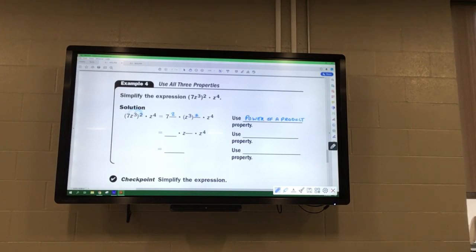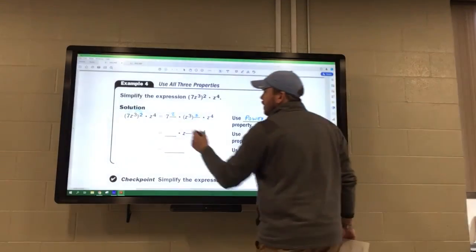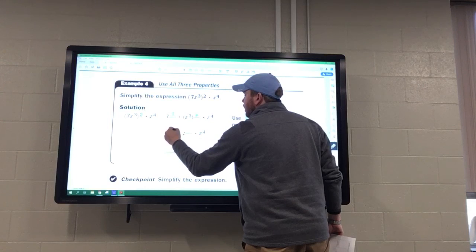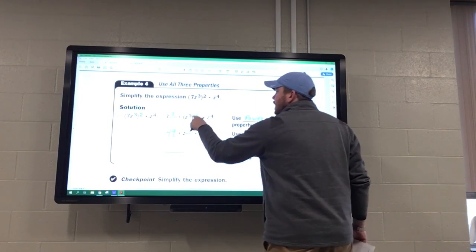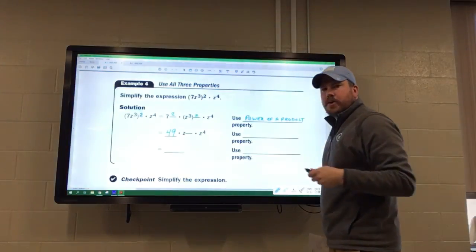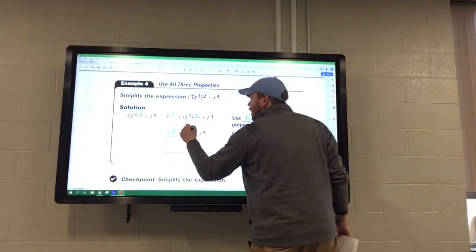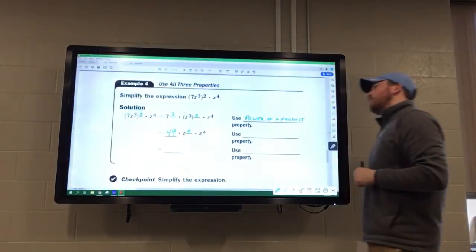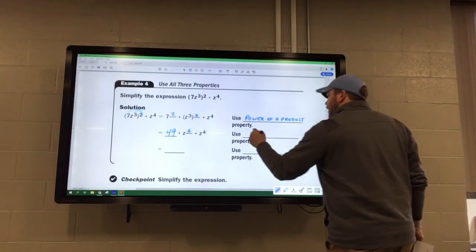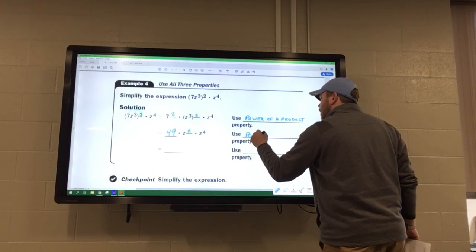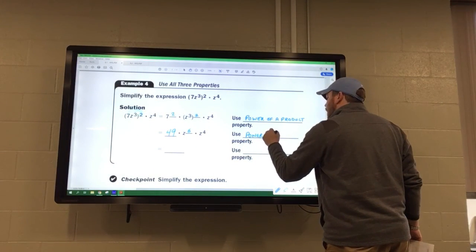We're going to simplify that a little bit. All right. 7 squared is 49. Z to the 3rd squared, when I raise a power to another power, I keep my base and I multiply the exponents. 3 times 2 is 6. Then we still have that z to the 4th. What we did there is use the power of a power property.